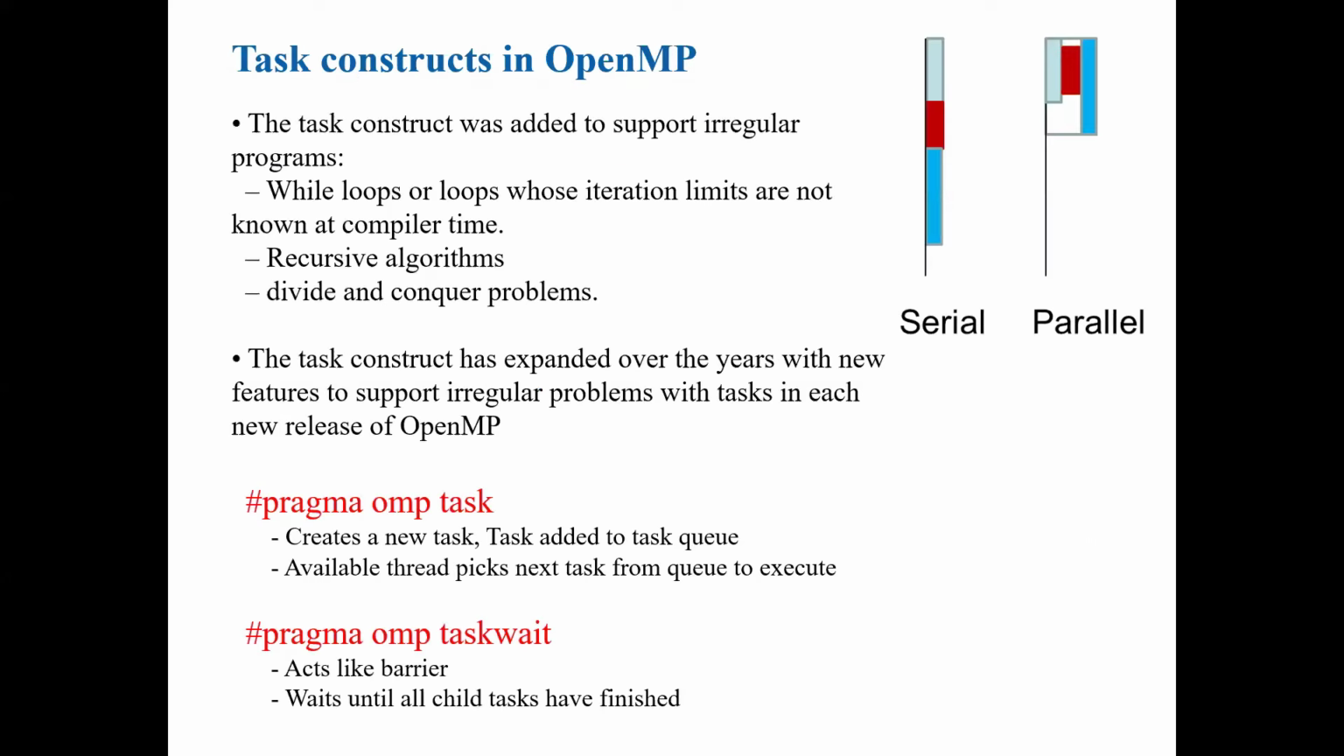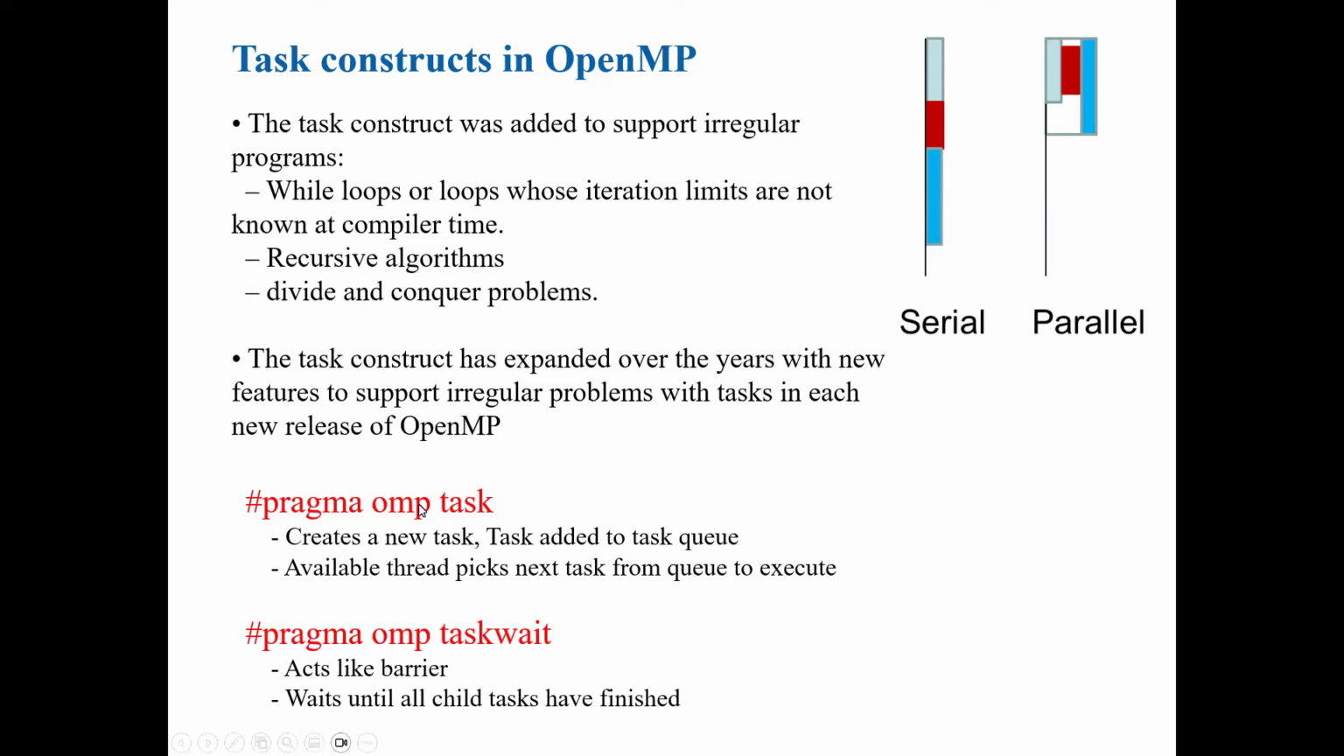The task construct is basically to support irregular programs, and it's like loops where the iterations are not known at compile time, such as in recursive algorithms or the linked list I showed. In that case, it's quite similar to the sections shown in the early slides. Basically one thread works on one task, for example.